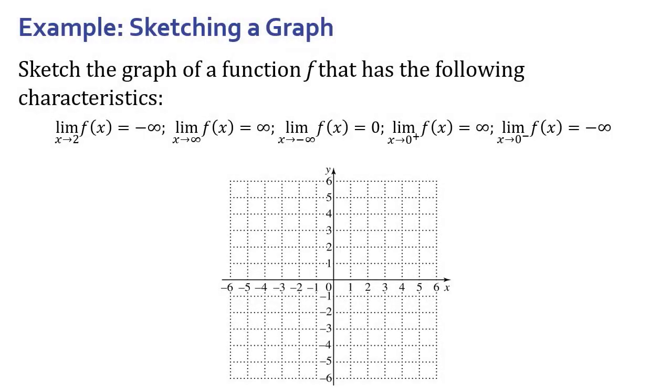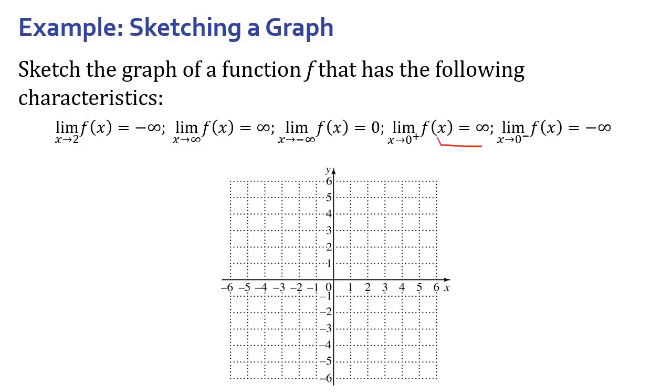Okay, so let's take all of this stuff together and see if we can conceptually understand what's happening at these types of things. Sketch the graph of a function that has the following characteristics. The limit as x approaches 2 of f of x is negative infinity. The limit as x approaches infinity of f of x is infinity. The limit as x approaches negative infinity is 0. The limit as x approaches 0 from the right is infinity, and the limit as x approaches 0 from the left is negative infinity. Okay, so let's think about what these things mean.